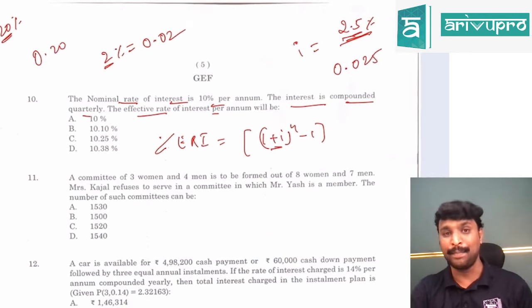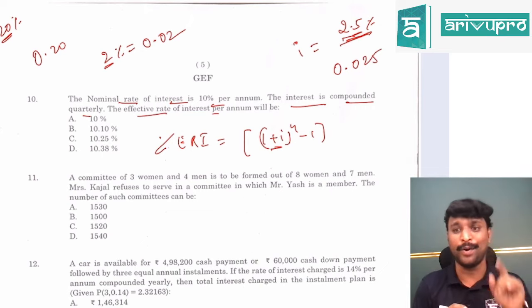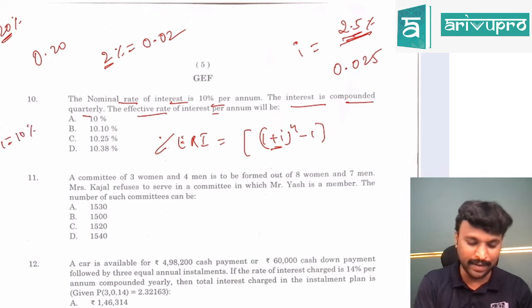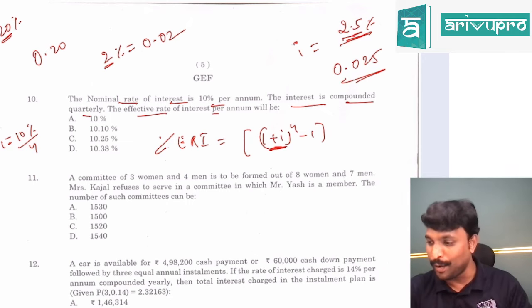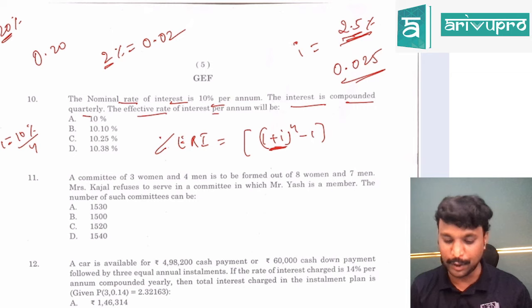Now guys, what is 1 plus i? The rate is 10%, but please understand what type of compounding it is. Quarterly compounding. For quarterly compounding, you get 1/4 of the nominal rate. So i is 10% divided by 4, which is 2.5%. 2.5% means 0.025, as I just told you. So the result of 1 plus i is 1.025.